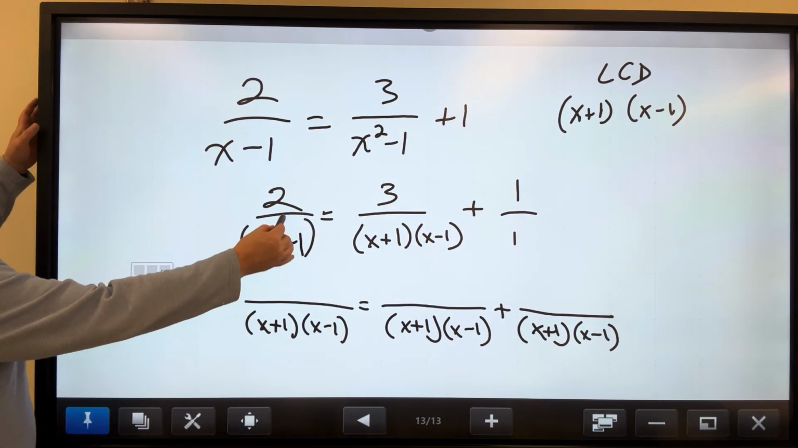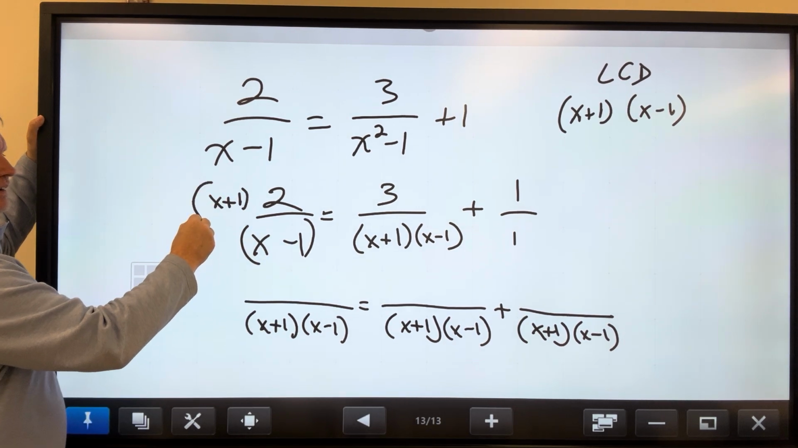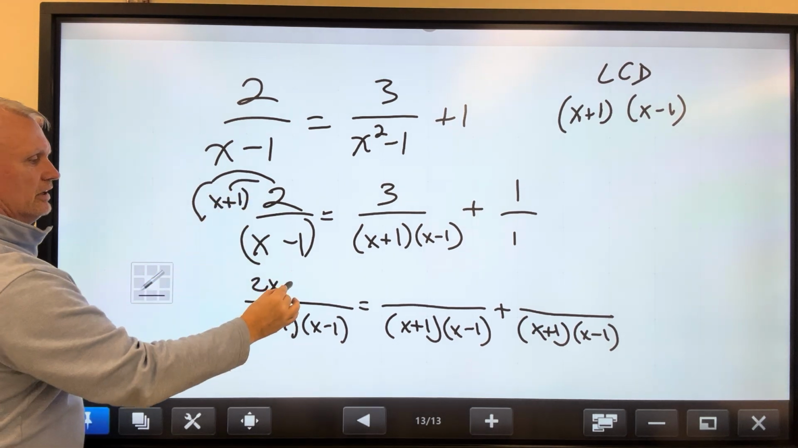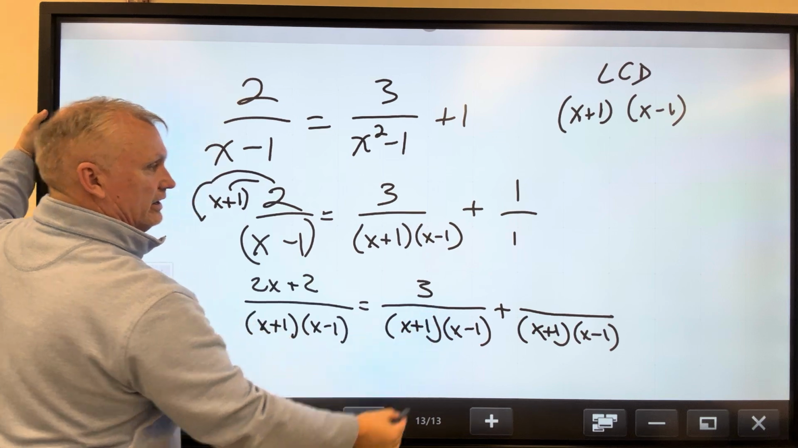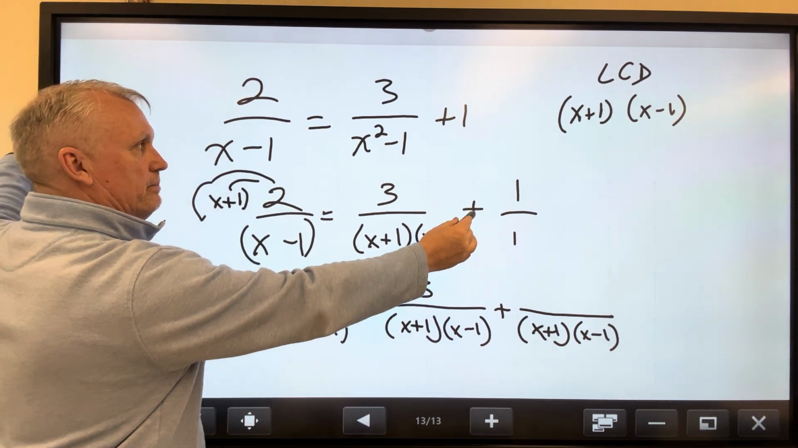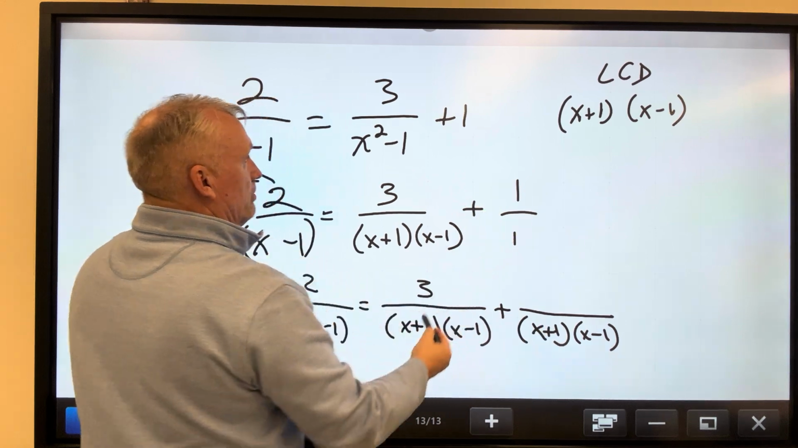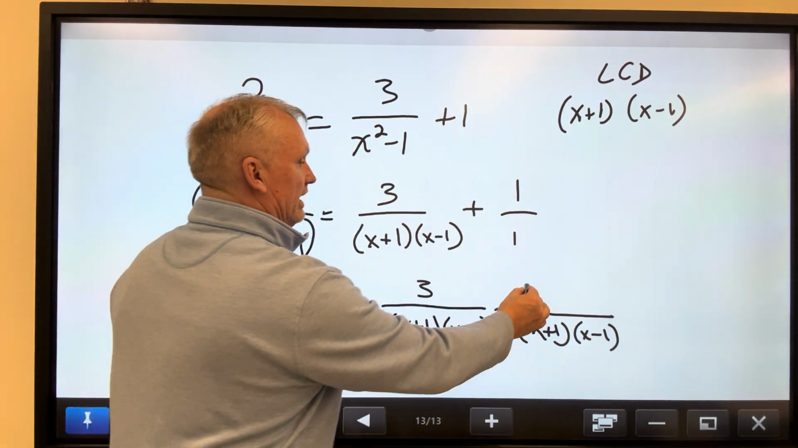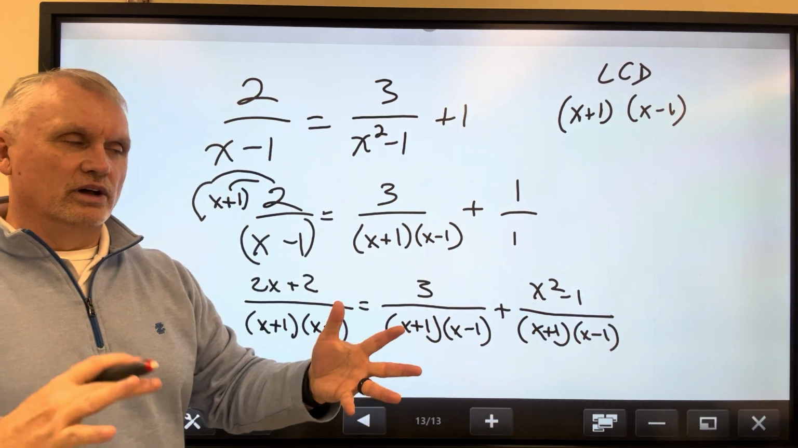What do you multiply this by? Well, it's missing an x plus 1. Distribute: 2x plus 2. There's nothing to do here. It's got the denominator. That's good. This I've got to multiply by the whole thing. But remember what the whole thing was. If I FOIL this, the whole thing was x squared minus 1. I just did two steps in one right there.